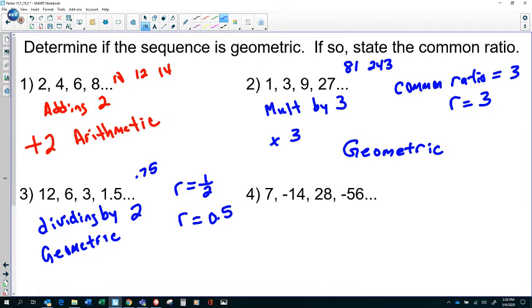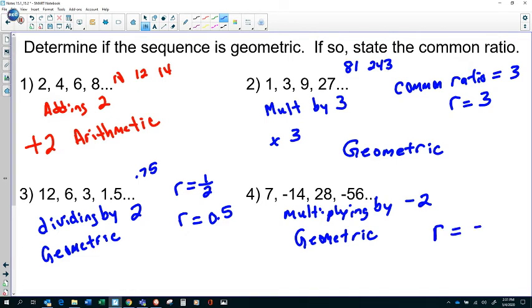Go ahead and pause and check out number 4. Is it geometric or arithmetic? And tell me what the common ratio is if it's geometric. Okay, number 4 is also geometric, and we're multiplying by -2, so my common ratio would be -2. That's what I'm multiplying by. And remember, in a geometric sequence, we're always going to multiply by something. That's why when we divide, we have to put it into fraction or decimal form.